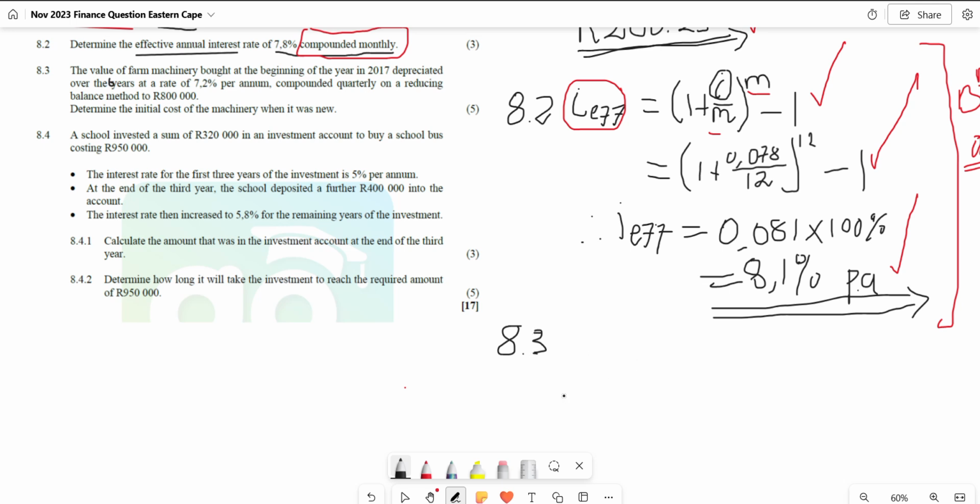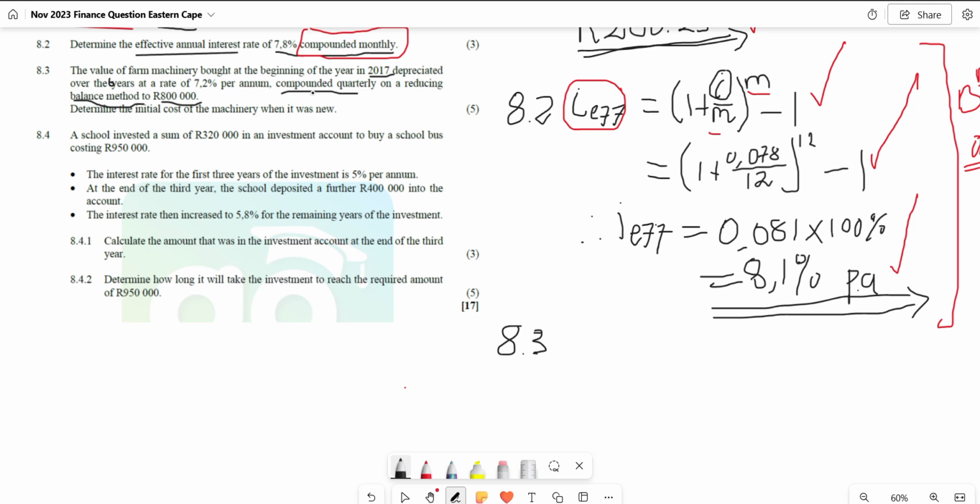In 8.3 it says the value of a farm machinery bought at the beginning of the year 2017, depreciated over the 6 years at the rate of 7.2% per annum compounded quarterly on a reducing balance method to an amount of 800,000 rands. Now let me unpack that.